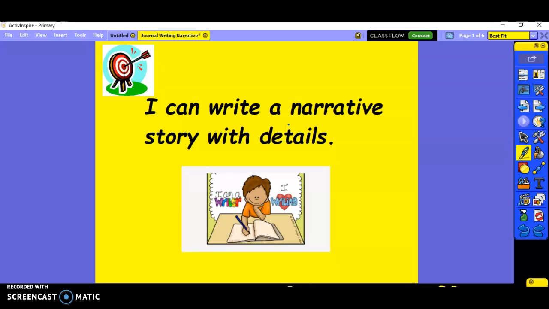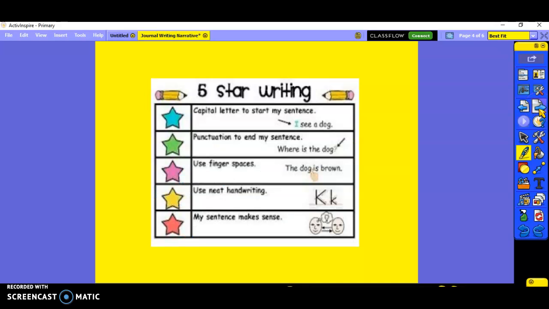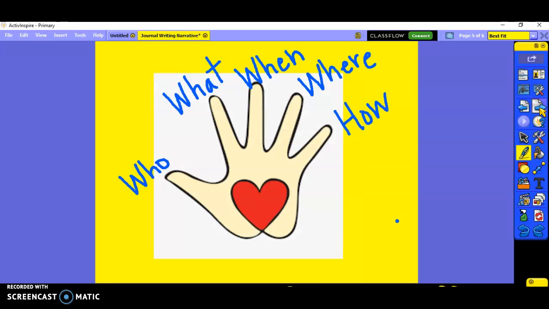Details are a very important part of our narrative writing. Our details are important because they help our readers understand our story, to understand what happened, and they can really visualize and see our story. We're going to go over our helping hand that helps us remember all the details we need in our stories. Let's go over our helping hand and go over all the details we need to include in our narrative stories.